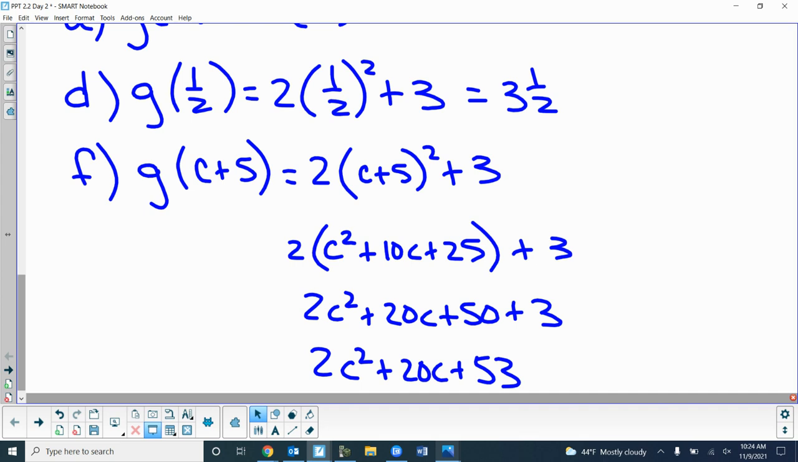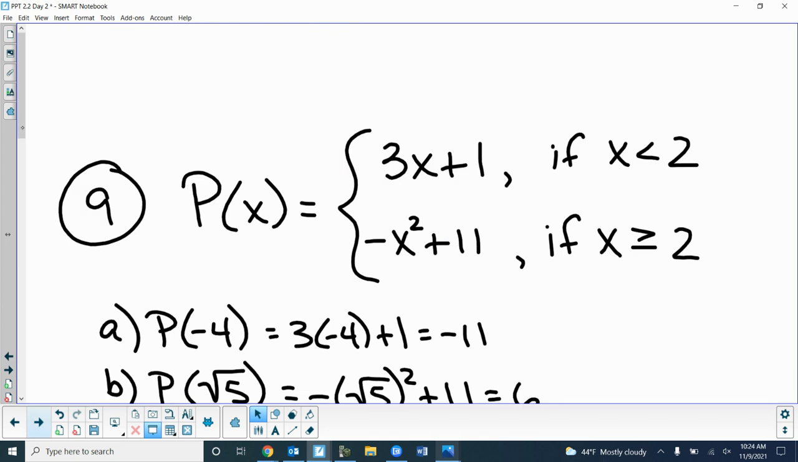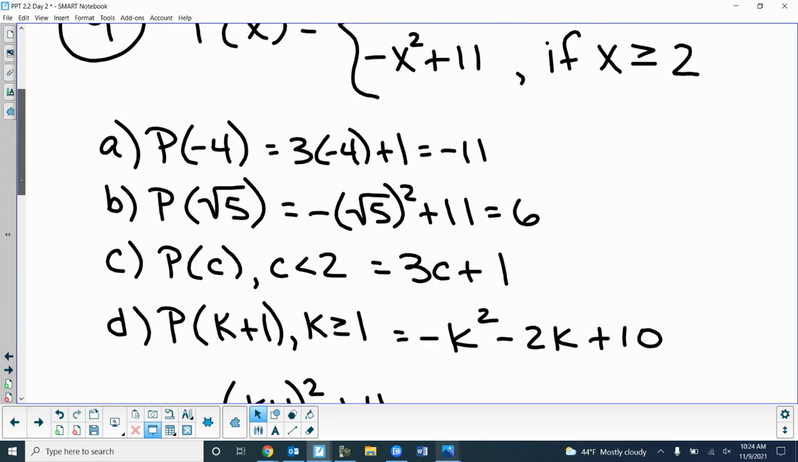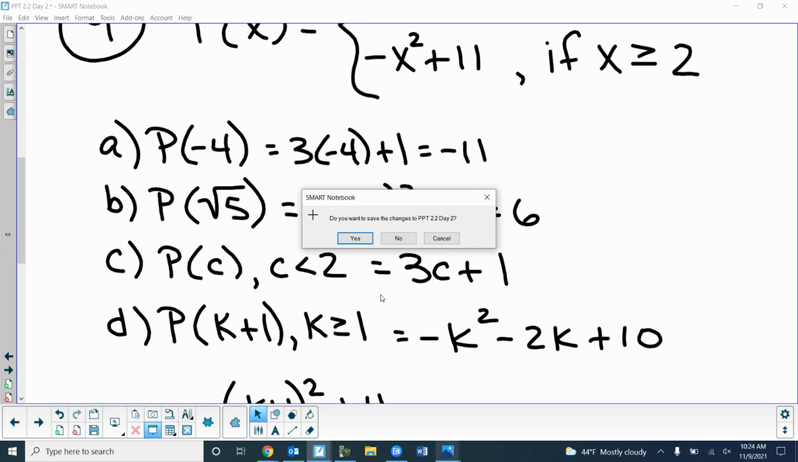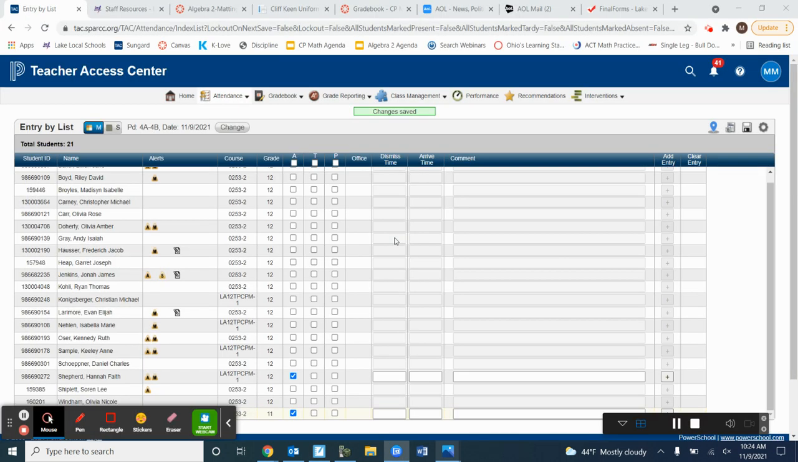Number 9, I think I actually have it here. Yeah. So there's the answers for that. I think it just froze on me. All right, so any questions on number 9? Do you understand the piecewise ones? We okay?